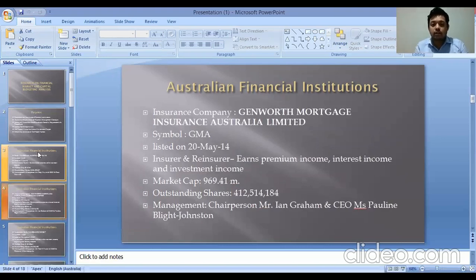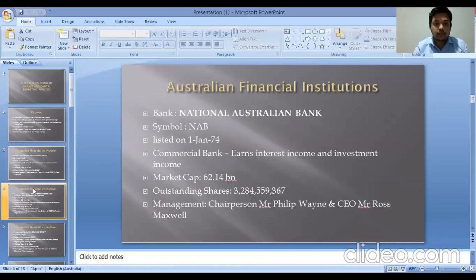The next one is insurance company. Insurance company earns its income from the premium income and the interest income and the investment it does. One of the illustrations we have taken is Genworth Mortgage Insurance Australia Limited, which is an insurance company. It is denoted as GMA in symbol. This company was listed on 20 May 2014. It has its market capitalization of 969.41 million. Talking about the management, its chairperson is Mr. Ian Graham and CEO is Ms. Pauline Blight Johnston.